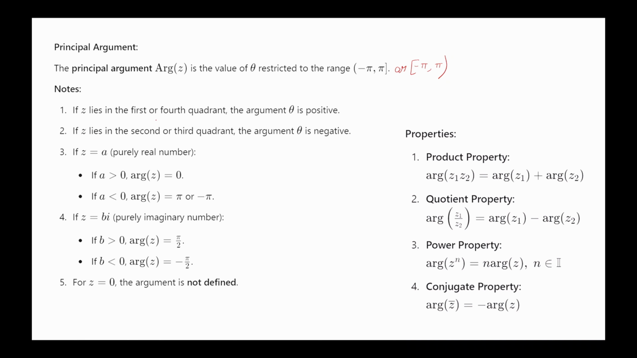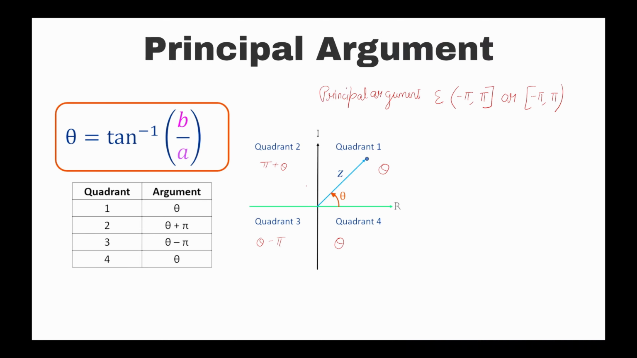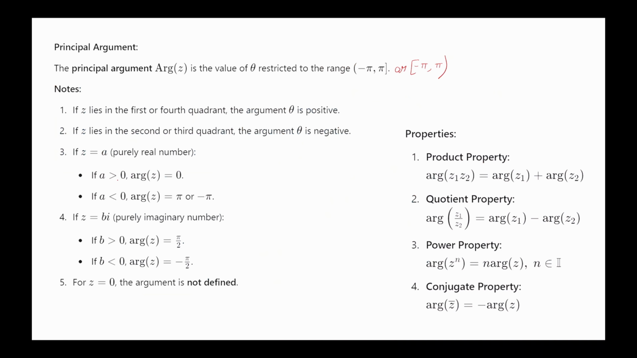Now let's say I have z equal to a, that means it is a purely real number. That means I do not have any imaginary part in it. That means it is going to lie on the real axis only. So my argument can either be 0 or it can be pi. So that is what has been written here. If a is greater than 0, my argument is 0. If a is less than 0, it can be pi or minus pi. I can rotate it. If I rotate it in the clockwise direction, it would become minus pi.